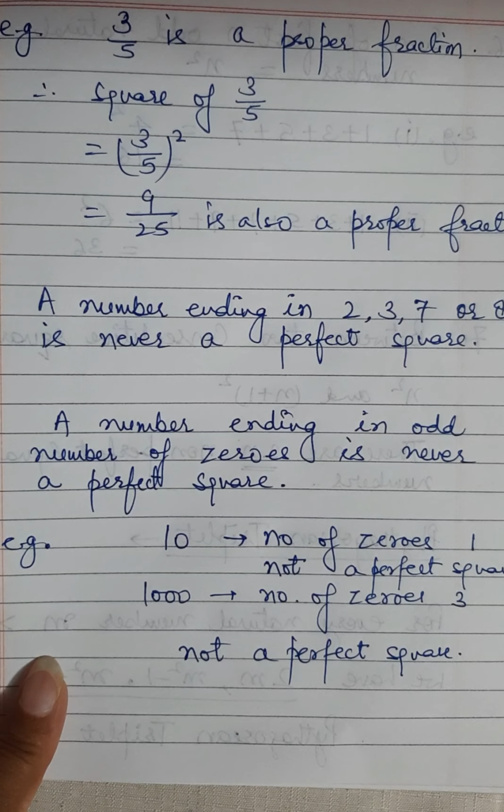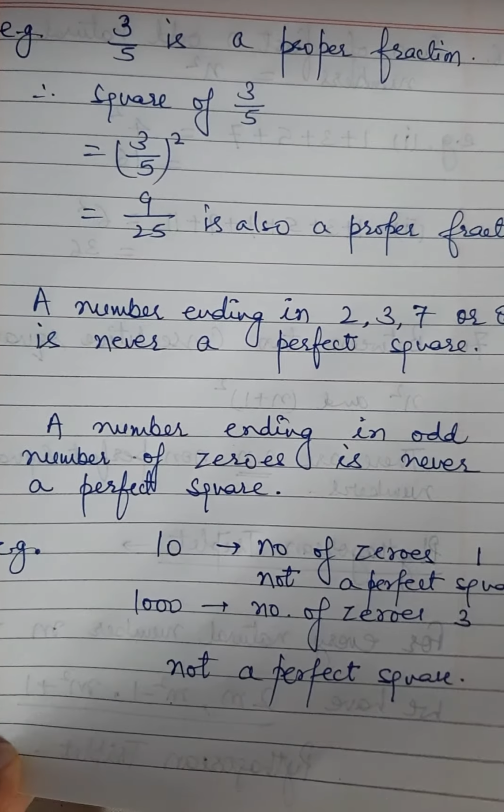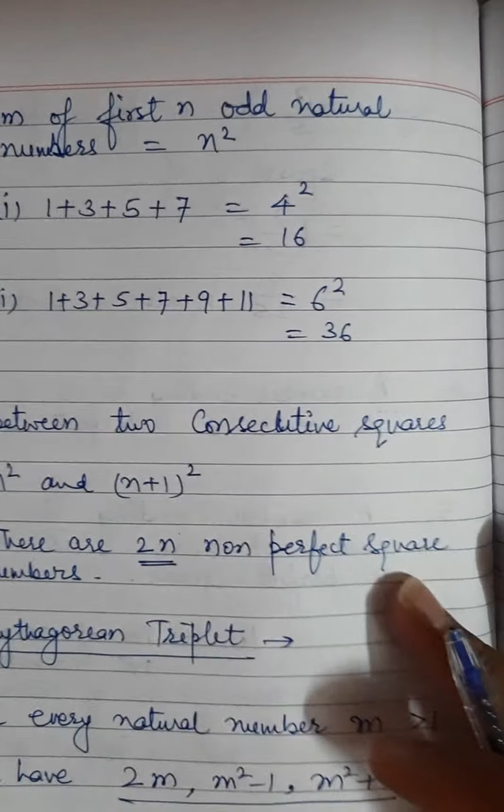Now taking the example of 100. There are 2 zeros, right? Even zeros. So it is a perfect square. That is the difference between the numbers that are perfect squares and those that are not perfect squares.